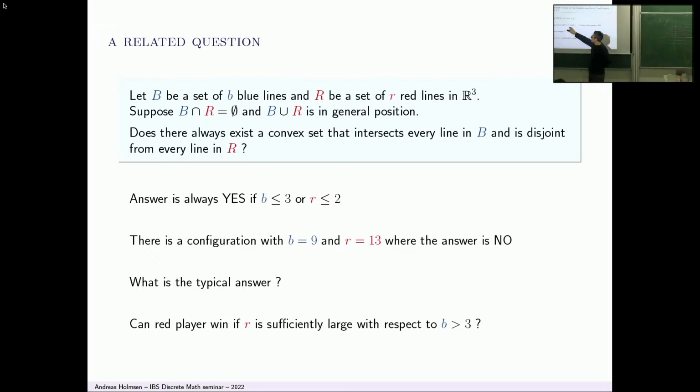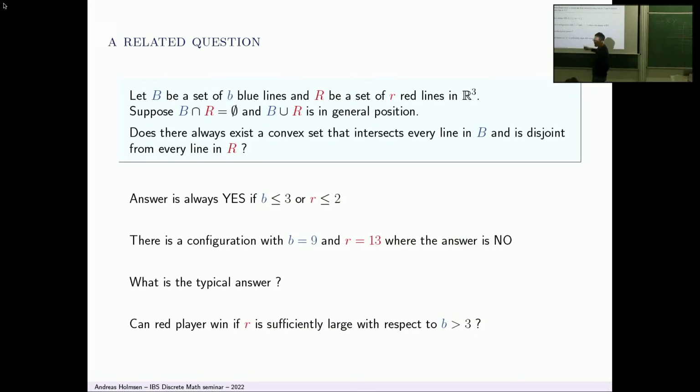And then maybe surprisingly, we found a configuration with 9 blue lines and 13 red lines, such that no matter what convex set you take that intersects the blue lines will be intersected by one of the red lines. Such a configuration exists, and it's in general position. You can knock each line a little bit, it'll still work. So this is really in general position. One question is, what is the typical answer? Suppose you take a random set of lines that intersect the unit ball, half of them red, half of them blue. Is it usually yes or usually no? I have no idea what the answer could be.